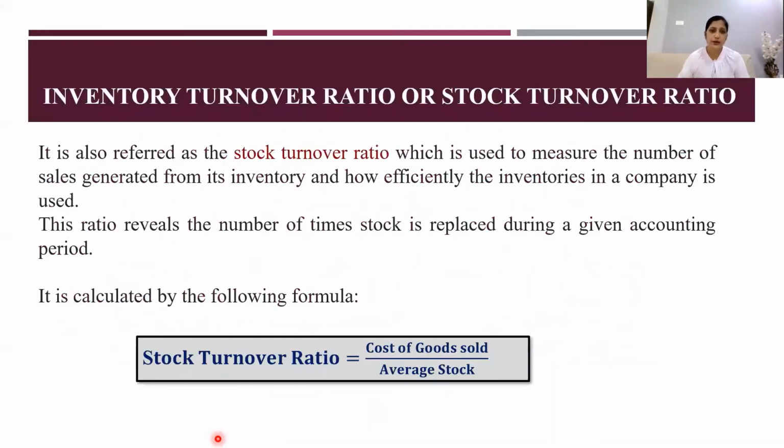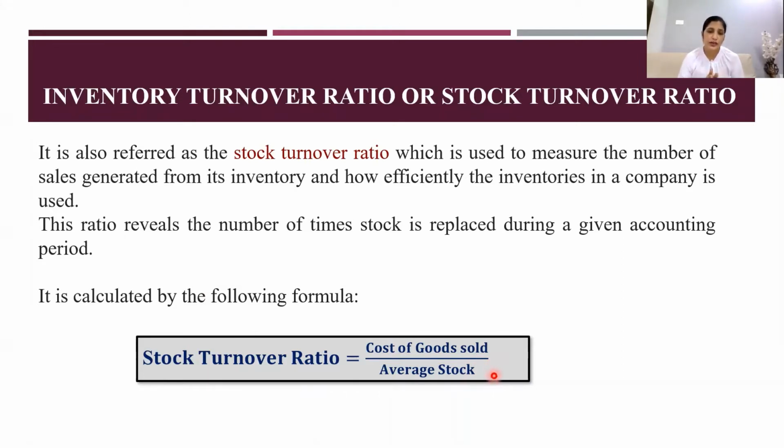Okay. So here, first one is inventory turnover ratio or stock turnover ratio. It is also referred to as stock turnover ratio, which is used to measure the number of sales generated from its inventory and how efficiently the inventories in a company are used. This ratio reveals the number of times stock is replaced during a given accounting period. That means stock turnover ratio is equal to cost of goods sold divided by average stock.